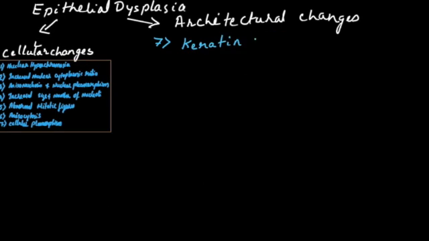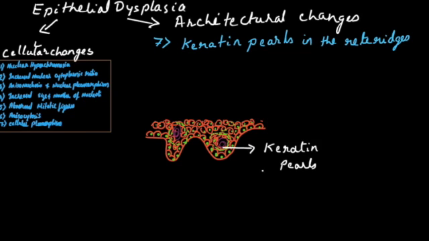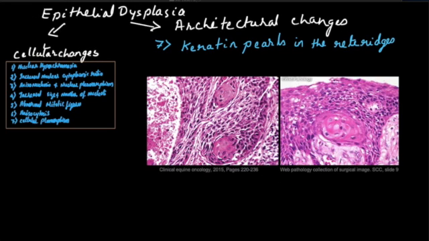Seventh architectural change is keratin pearls in the rete ridges. In dysplastic epithelium, the cells have lost their cohesive properties, and when they lose their cohesion, they are arranged in a concentric manner, and their job is to form keratin. So in these concentric layers they form keratin, and these which appear as pearls of keratin are called keratin pearls or also known as epithelial pearls. These are the photomicrographs showing keratin pearls in the abnormal location, that is in the rete ridges.